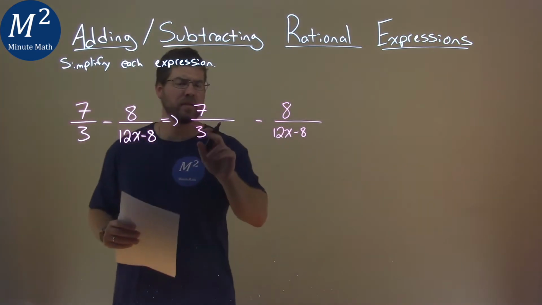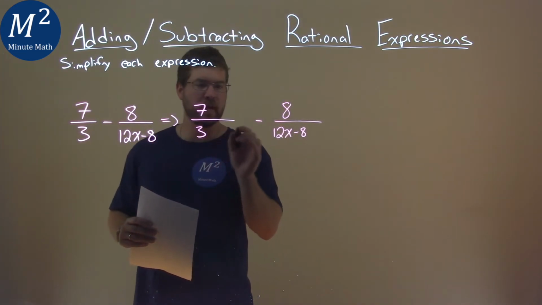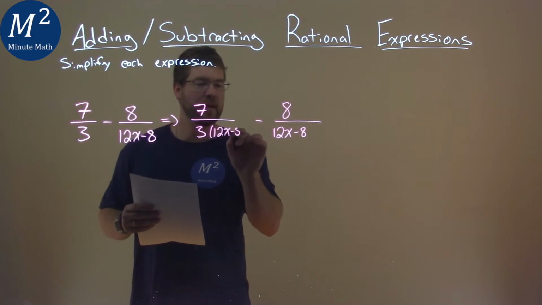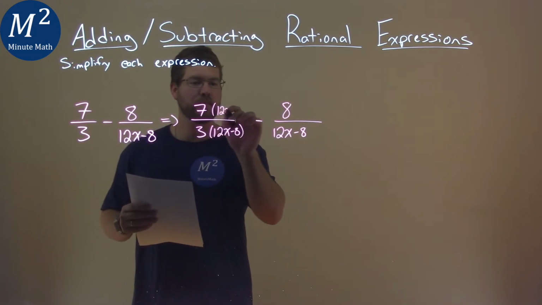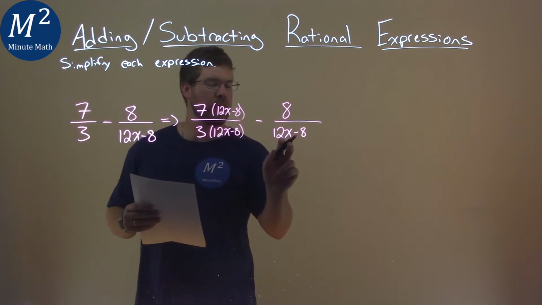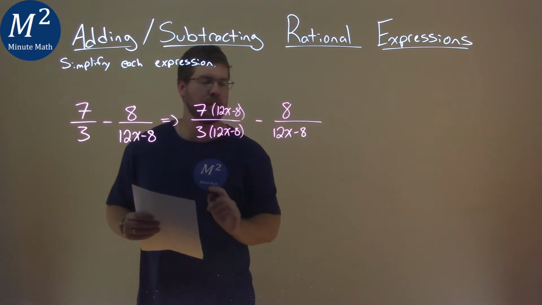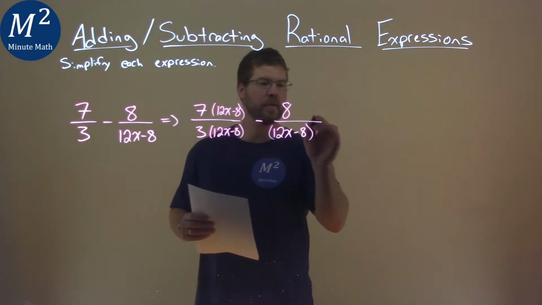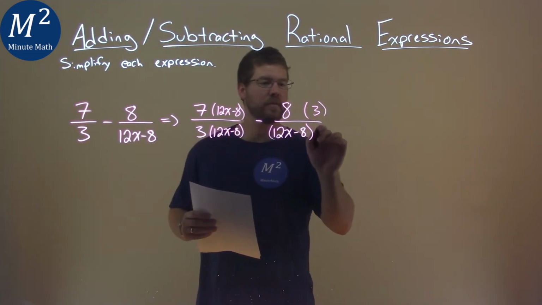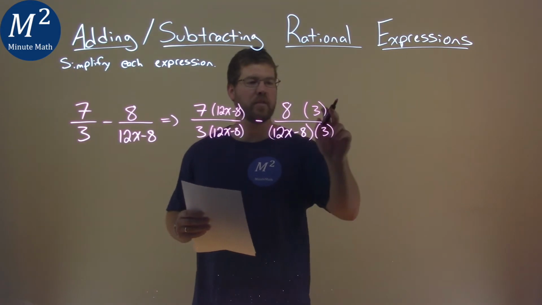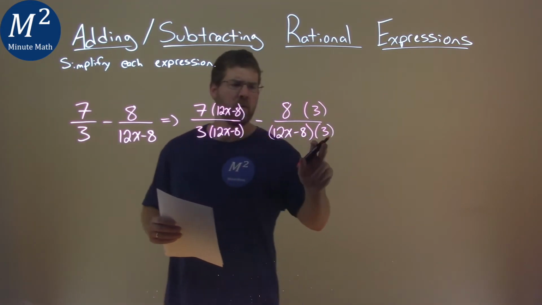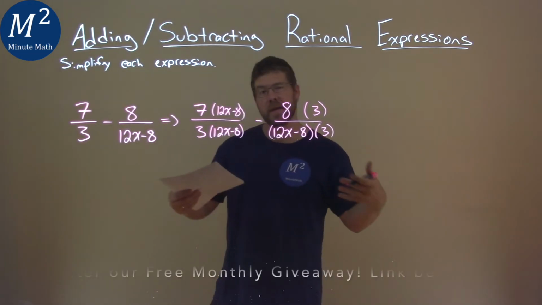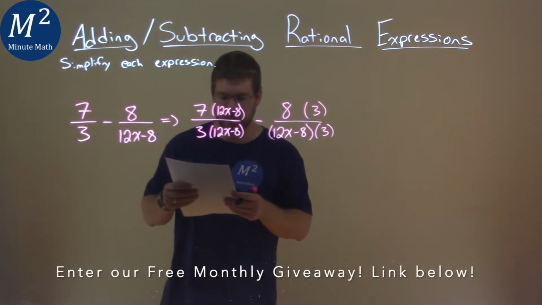Well, I'm going to take this first fraction, 7/3, and I'm going to multiply it by a 12x minus 8 over itself. So I'm going to take this denominator and write it over itself, and it'll be multiplied. I'm going to do the same thing here with this denominator being the 3. Multiply both the top and the bottom by 3 over 3. What does it have? Well, our denominator is now 3 times 12x minus 8, meaning that we can combine that to be one larger denominator.